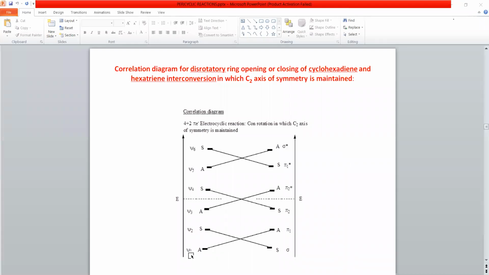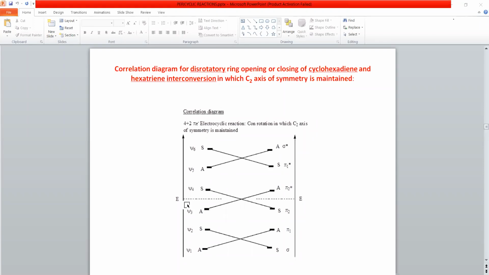So psi1 square correlates with pi1 square. Psi2 square correlates with sigma square. But psi3 square does not correlate with pi2 square; it is correlating with pi2 star. Psi3 is not correlating with pi2. Similarly, psi4 is not correlating with pi2 star; it is correlating with pi2.